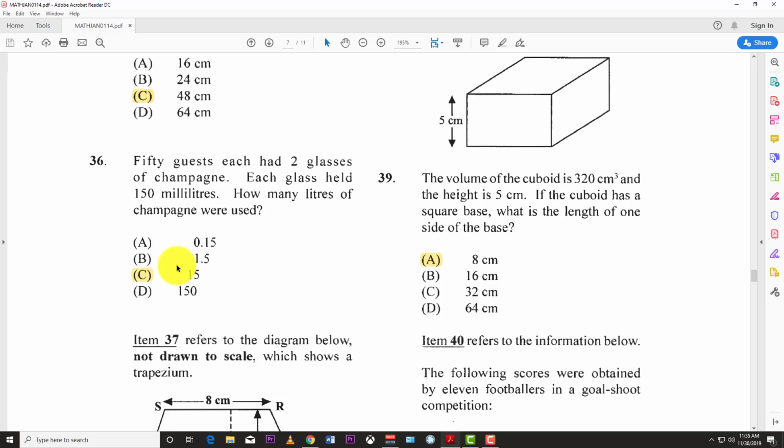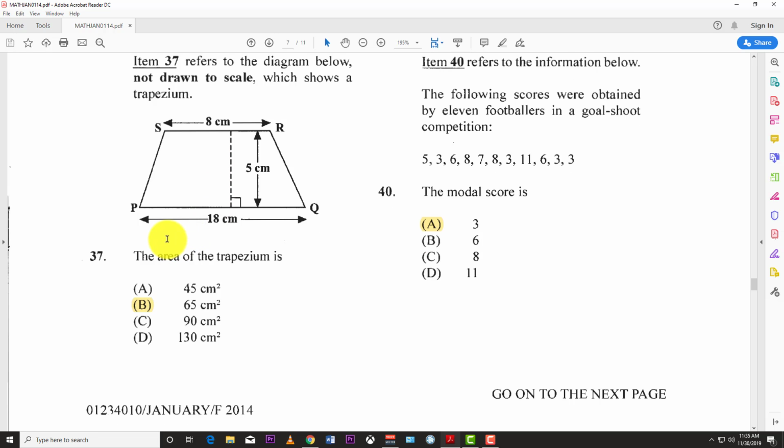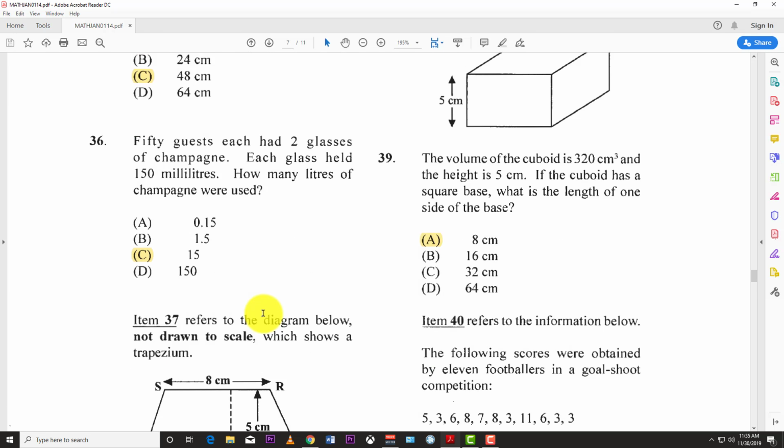36. 50 guests each had 2 glasses of champagne. Each glass held 150 milliliters. How many liters of champagne were used? And the answer here is C, 15. 37 refers to the diagram below, not drawn to scale, which shows a trapezium. The area of the trapezium is, and the answer here is B, 65 centimeters square.